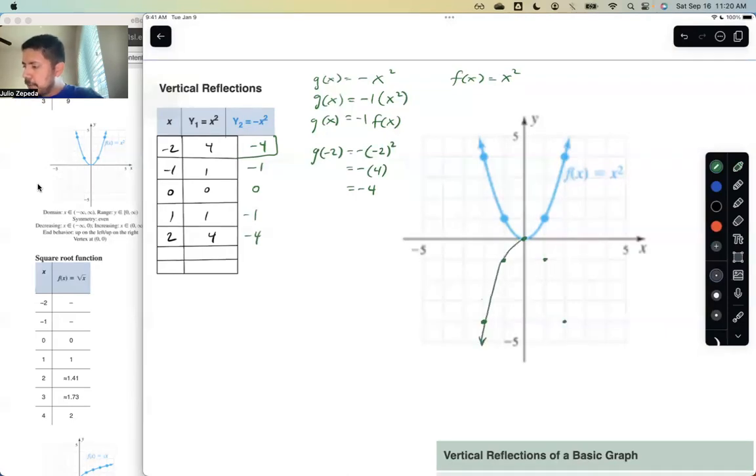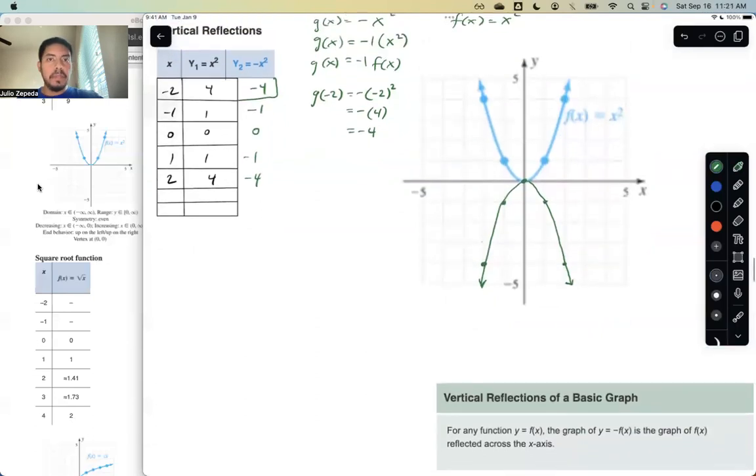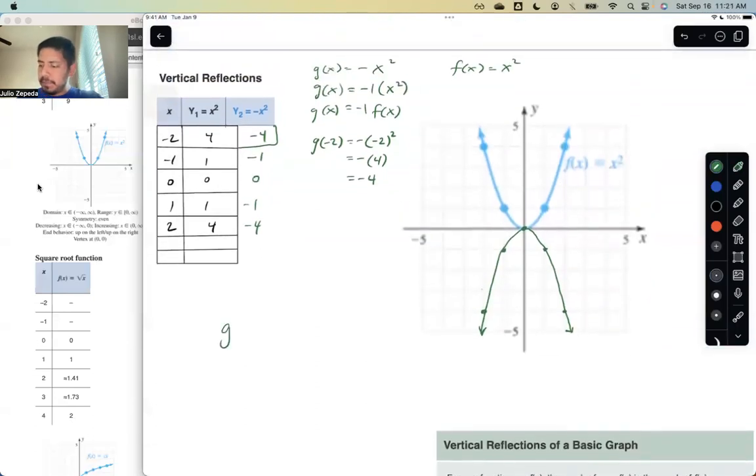So how would you describe the relationship between the blue graph and the green graph? It looks like it's just reflected about the x-axis. Okay, that's a vertical reflection. For any function y equals f of x, the graph of y equals negative f of x, or the opposite of f of x, is the graph of f of x reflected across the x-axis. So if you see this function, g of x equals negative square root of x, you should be able to graph that in 10 seconds.